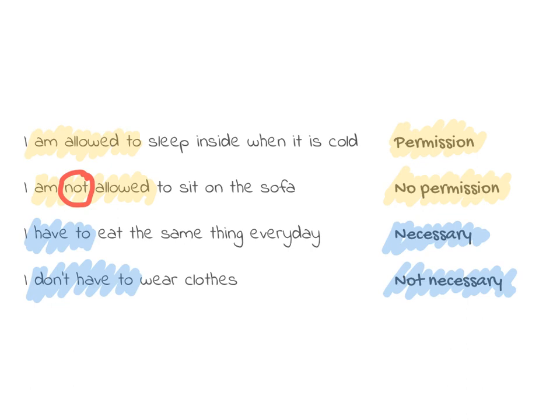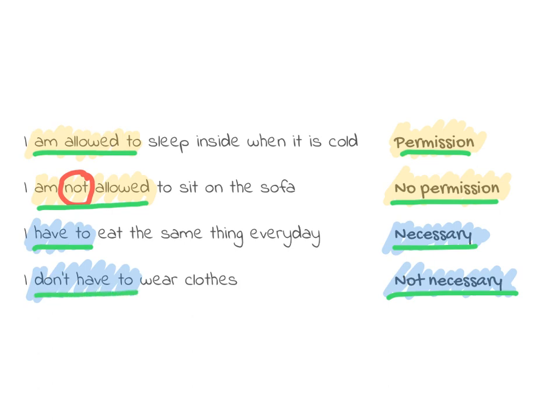We use be allowed to talk about things we have permission to do, and not be allowed to talk about things that we don't have permission to do. To talk about something which is necessary, we use have to, and to talk about something which is not necessary, we use don't have to.